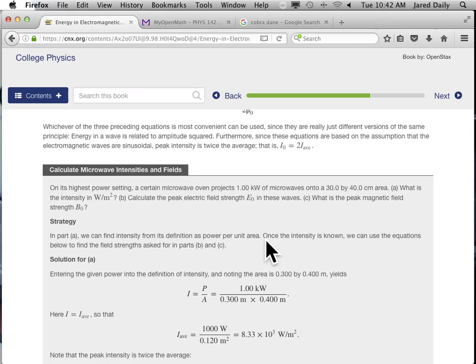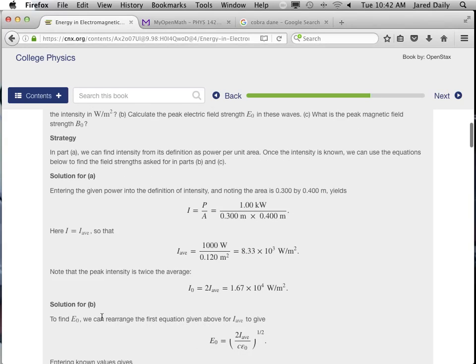Intensity, remember, is watts per meter squared. That's how much energy per time you have over a surface area. So in this particular example, we have a microwave that's projecting 1 kilowatt of microwaves onto a 30 by 40 centimeter area, and we want to know what is the intensity. The intensity is going to be this power divided by this area. Power divided by area, pretty simple.